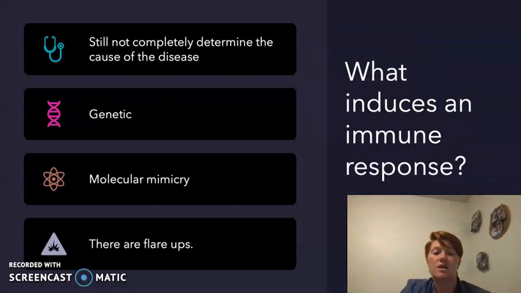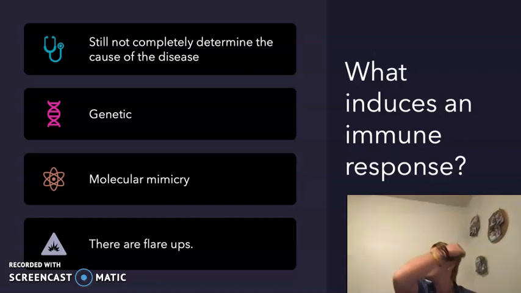So the main cause of Crohn's isn't 100% known yet, but many people think that it is diet related. However, diet plays a role more in aggravating a response instead of inducing the response. So a response has to already be induced in order for diet to play a role in making it worse. But some factors that could generate a response are genetics, molecular mimicry, or environmental factors.